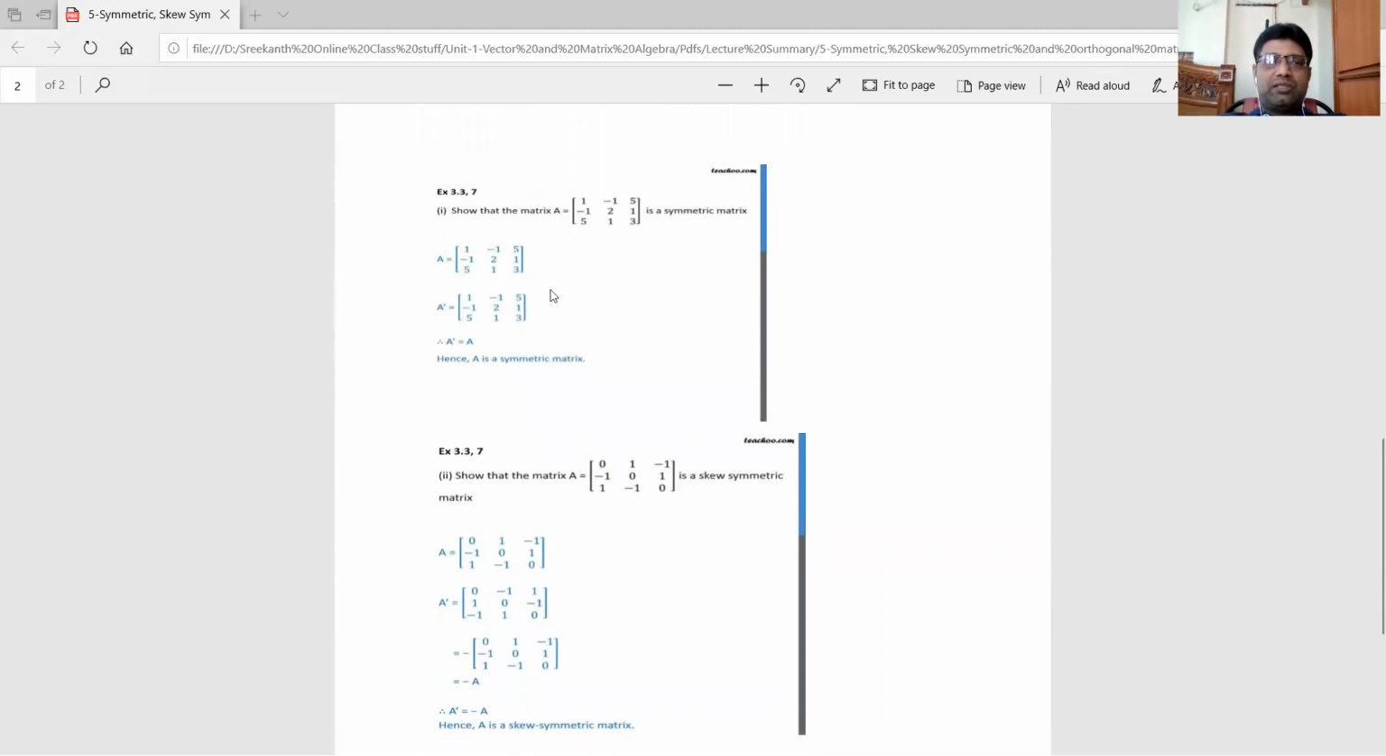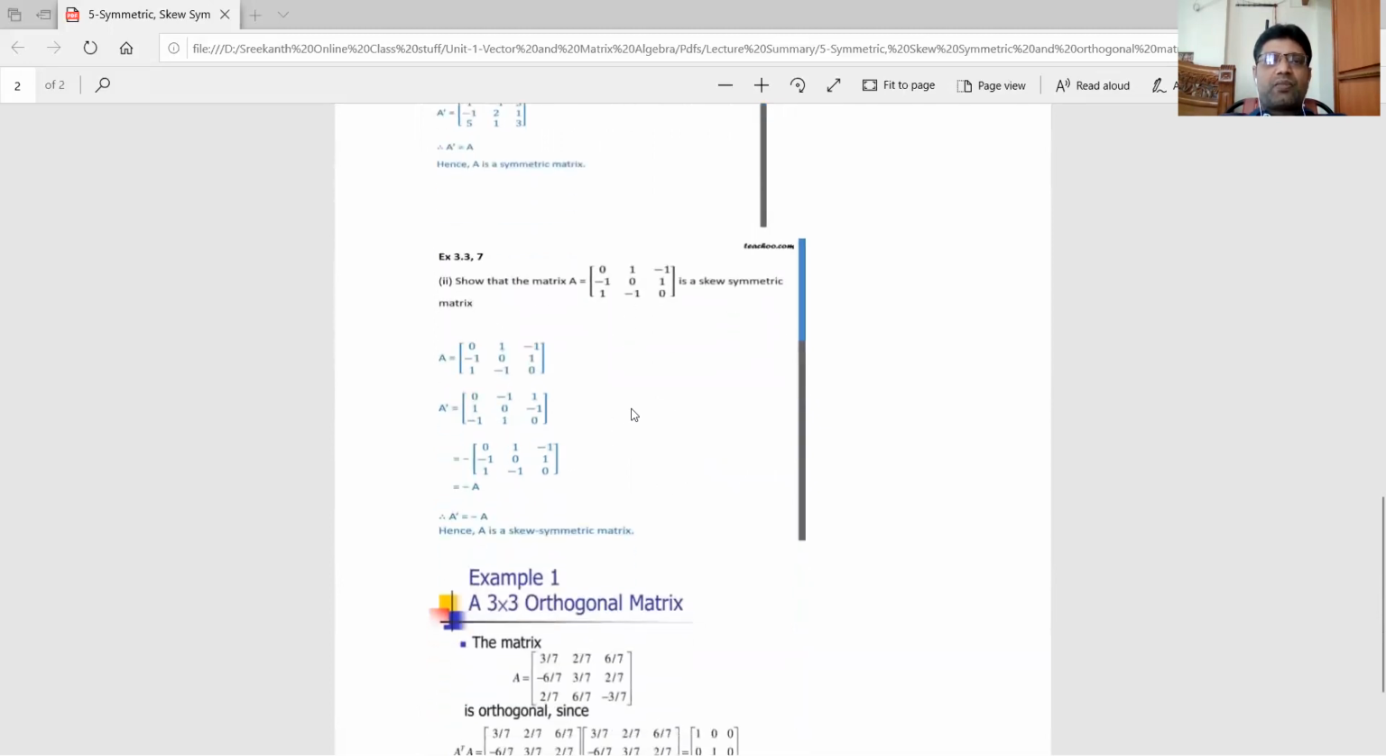Now we'll see three examples, one for symmetric, another for skew symmetric, and the last one for orthogonal. So here, show that the matrix A equals [1, -1, 5; -1, 2, 1; 5, 1, 3] is a symmetric matrix. We have to show that it is symmetric. That means calculate its transpose, which is making the rows as columns. So this row is made a column: 1, -1, 5. Second row: -1, 2, 1, and the third row. So once again this is the original matrix. Therefore I can declare that A transpose equals A, therefore it is a symmetric matrix.